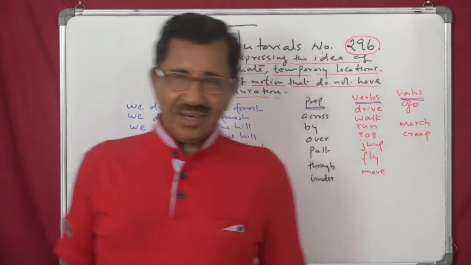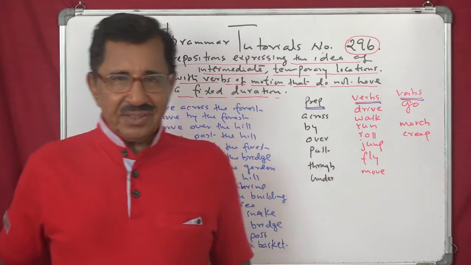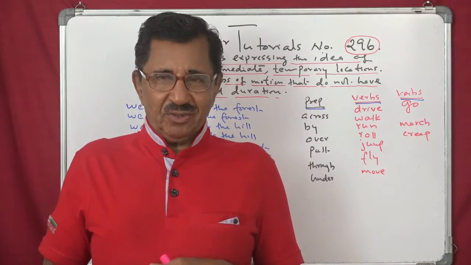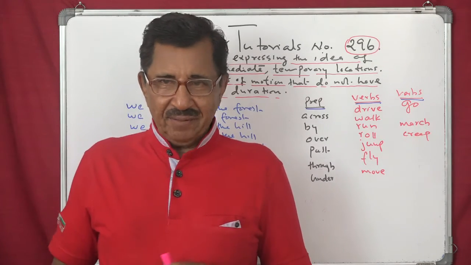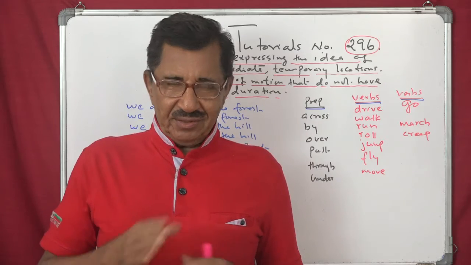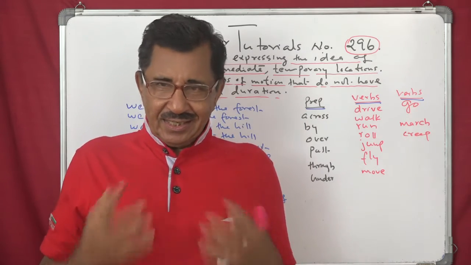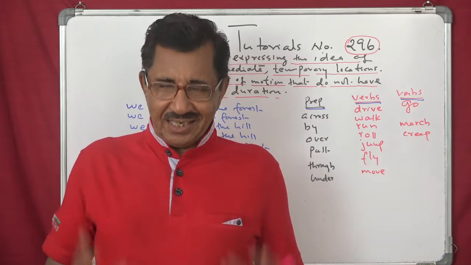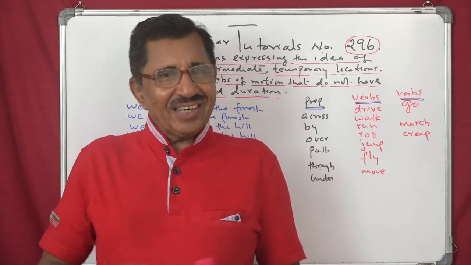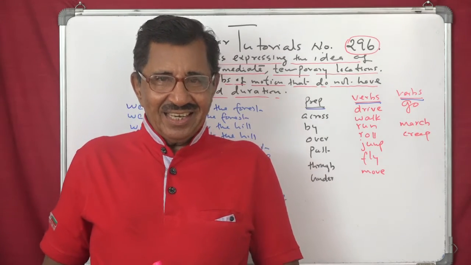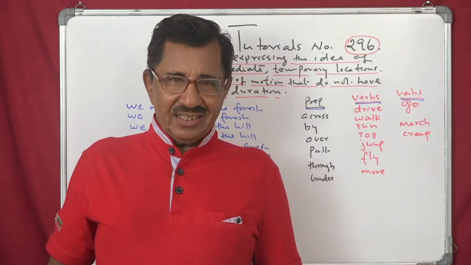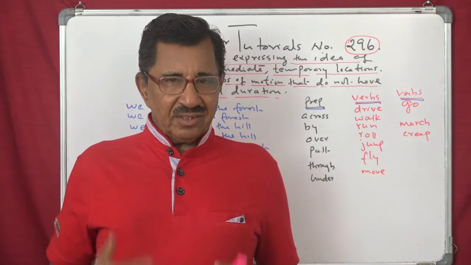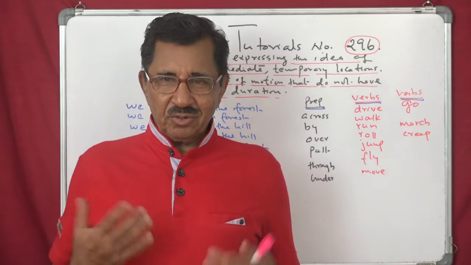296. Prepositions. Today we have prepositions expressing the idea of intermediate, temporary locations, not fixed locations, not endpoints, with verbs of motion, meaning movement, like drive, walk, run, roll, jump, fly, move, march, creep, go, or any other for that matter, that do not have a fixed duration. Such prepositions we use are across, by, over, past, through, under.